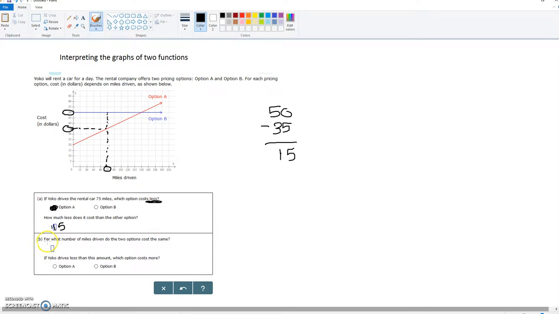For the second part of this problem, it says, for what number of miles driven do the two options cost the same? This means they're intersecting. Intersect.